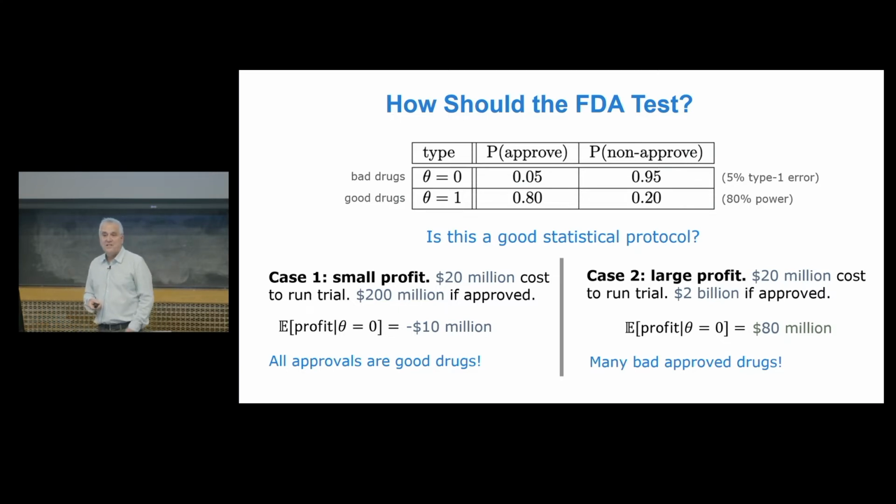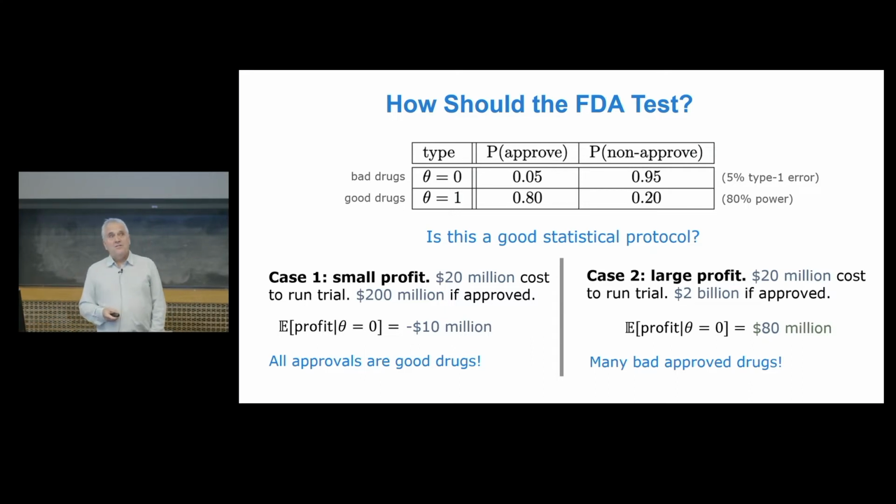So now the question is, is this a good statistical protocol? Well, it has minimax properties, and so on, but is it actually good? Well, it depends on the money involved. So let's imagine in one case that it costs $20 million to run the trial, and if you do get approved, market analysis suggests you'll make about $200 million. So kind of typical numbers.